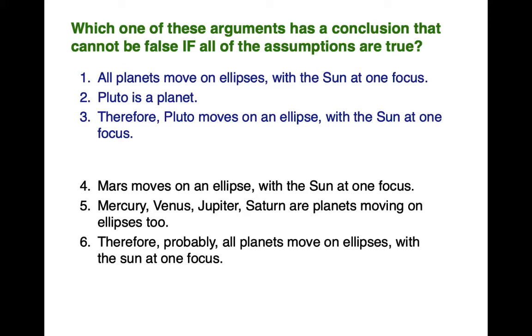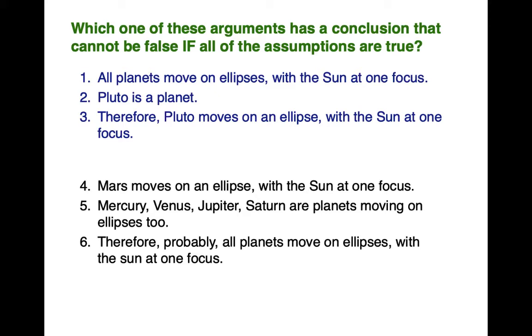What you need to see here with this argument is that the conclusion doesn't necessarily follow. At best, it probably follows to the extent that you've got examples of planets in claim 5, Mercury, Venus, Jupiter, Saturn, that move on ellipses. Those planets plus Mars move on ellipses. It gives you a pretty good reason to think probably all planets move on ellipses. The second argument, 4 through 6, is an inductive argument because you don't get the guarantee that the conclusion is true, even if the assumptions are true. The first argument, 1 through 3, is the deductive argument.